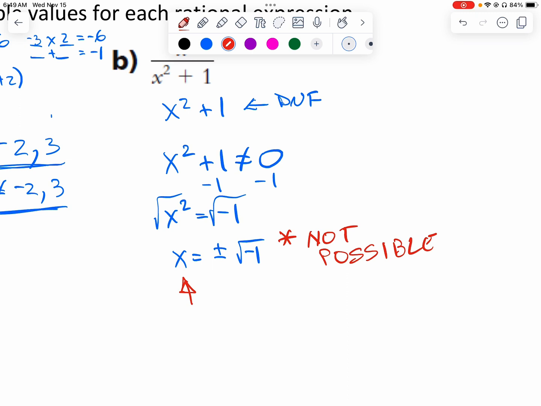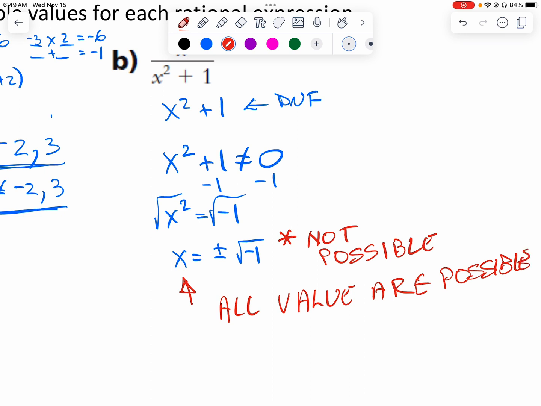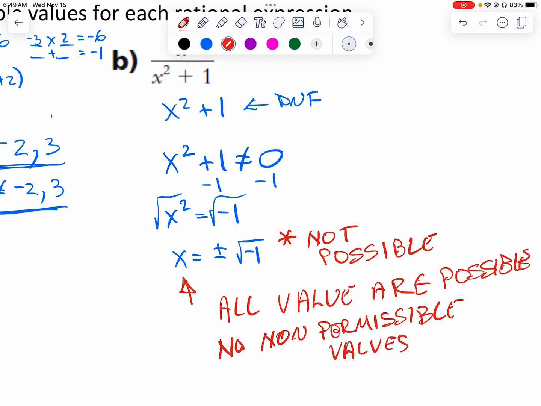Okay? So this means that all values are possible. Okay? All values are possible, or no non-permissible values. Okay? So if you can't actually solve for a value, that means everything is okay. So there's no non-permissible values.